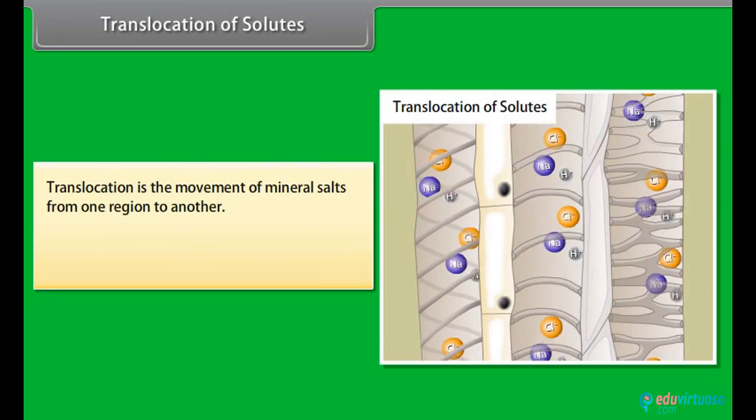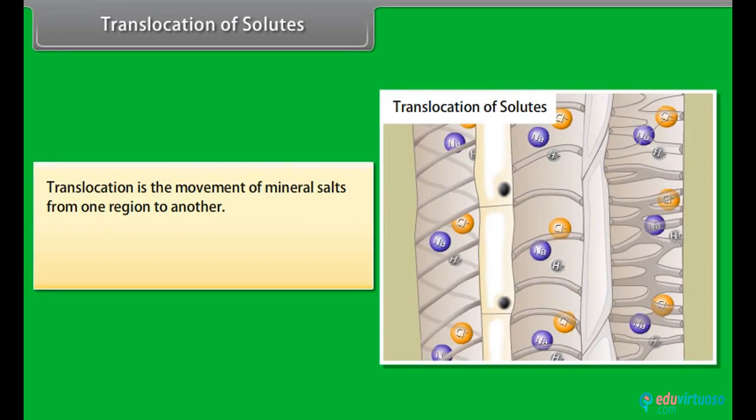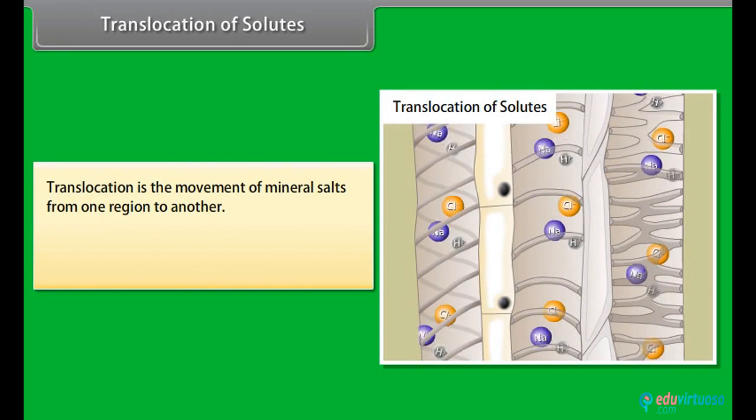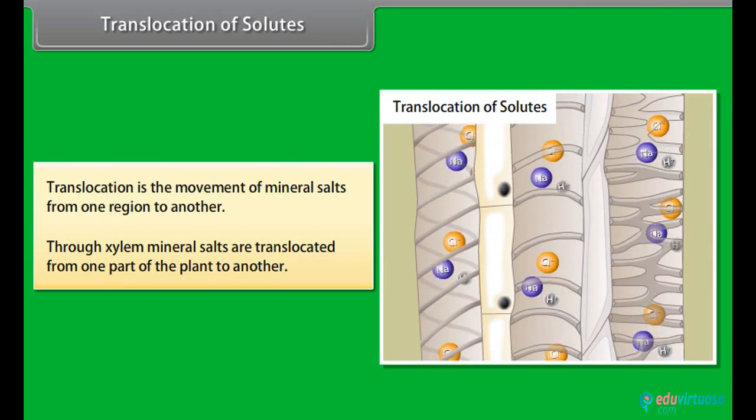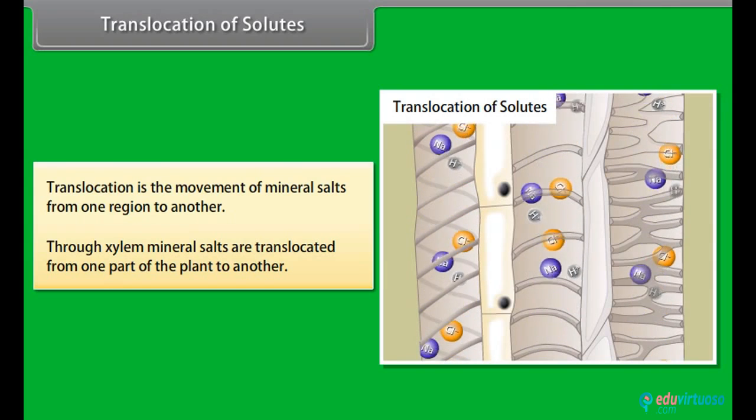Translocation of solutes. Translocation is the movement of mineral salts from one region to another. Through the xylem, mineral salts are translocated from one part of the plant to another.